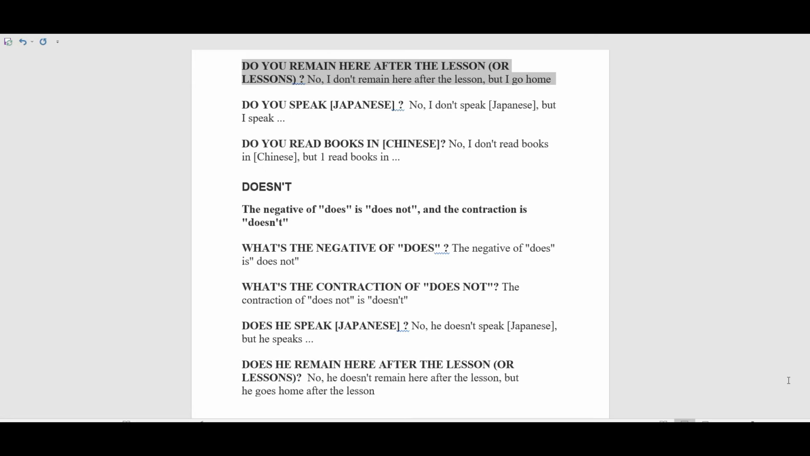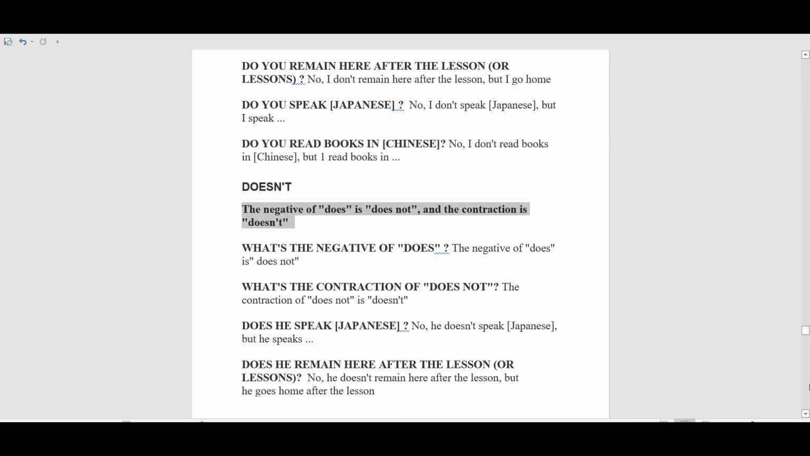Do you remain here after the lesson? No, I don't remain here after the lesson, but I go home. Do you speak Japanese? No, I don't speak Japanese, but I speak. Do you read books in Chinese? No, I don't read books in Chinese, but I read books in.